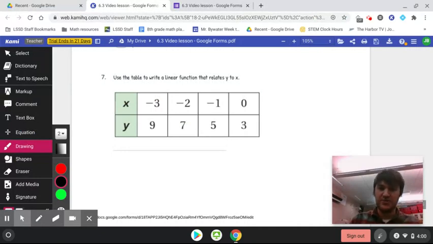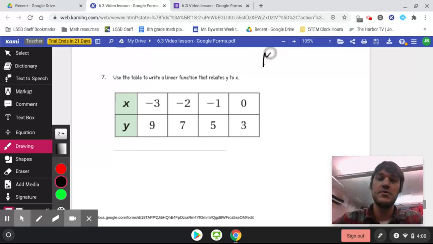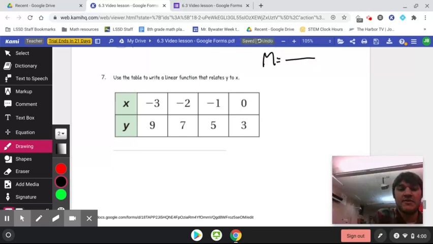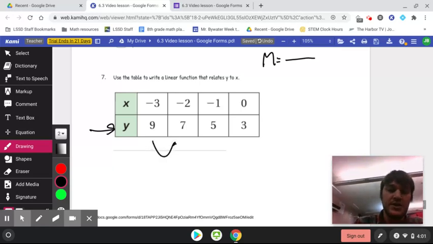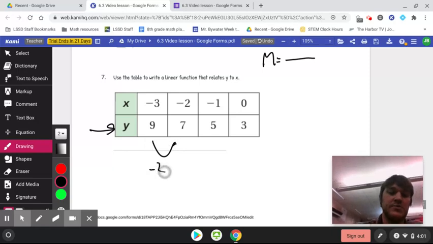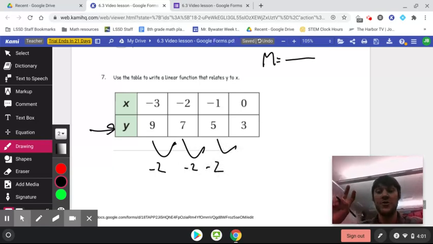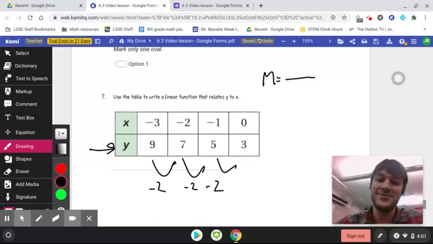So how do we find that from a table? Great question. Here's how we're going to do that. The m is the rise over the run, and the y-axis is what takes us up and down. So let's find out what is the change in the y each time. From 9 to 7, I went down 2. From 7 to 5, I went down 2. And from 5 to 3, I went down 2. So my rise is -2.